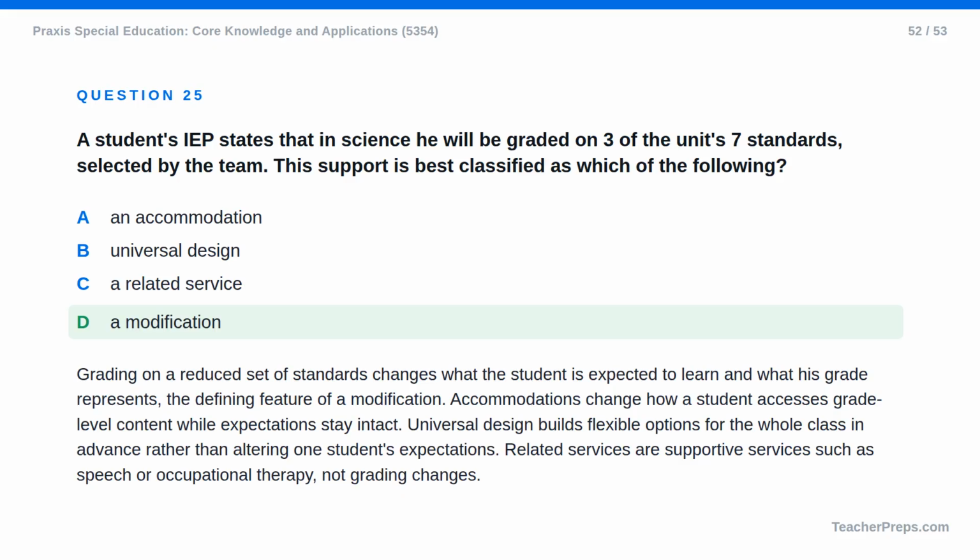Grading on a reduced set of standards changes what the student is expected to learn and what his grade represents, the defining feature of a modification. Accommodations change how a student accesses grade-level content while expectations stay intact. Universal design builds flexible options for the whole class in advance rather than altering one student's expectations. Related services are supportive services such as speech or occupational therapy, not grading changes.